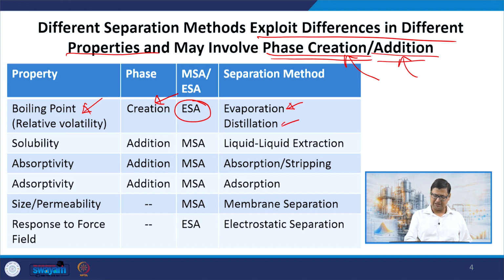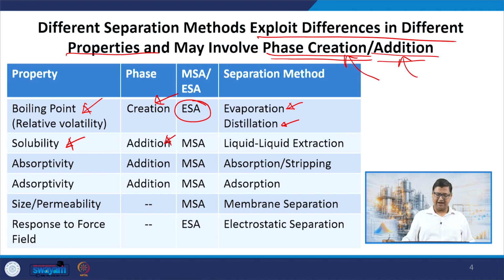Distillation is a more general situation where both components, or if there are multiple components, then multiple components can all be volatile, but they differ in their relative volatility, and therefore we can separate them on the basis of their boiling point.